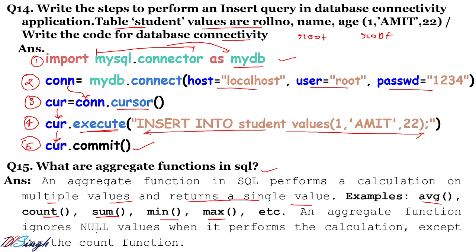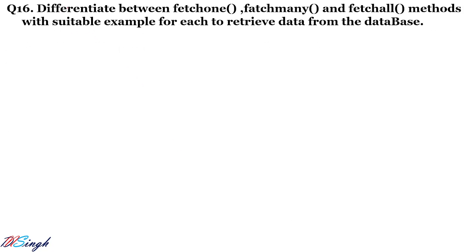An aggregate function ignores null values when it performs the calculation, except for the count function, because I already explained to you, count star will consider null values, but count column name will not consider null values. Fine, let us see the next question.